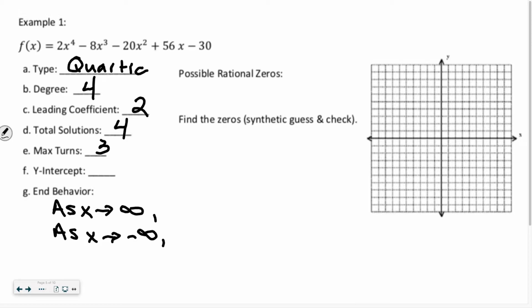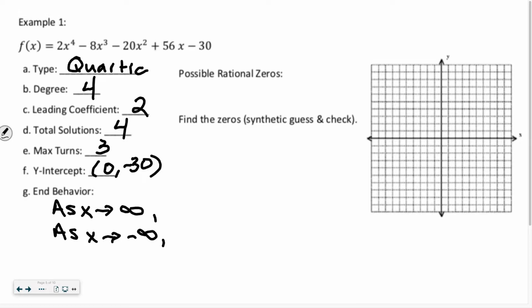Awesome. Megan, what do you say for y-intercept? -30. And I'm going to write mine as the ordered pair, (0, -30). Okay, and then for end behavior, I've got my right and left statements up there. As x approaches infinity is to the right. As x approaches -infinity is to the left. So I'm going to need to describe both arms.